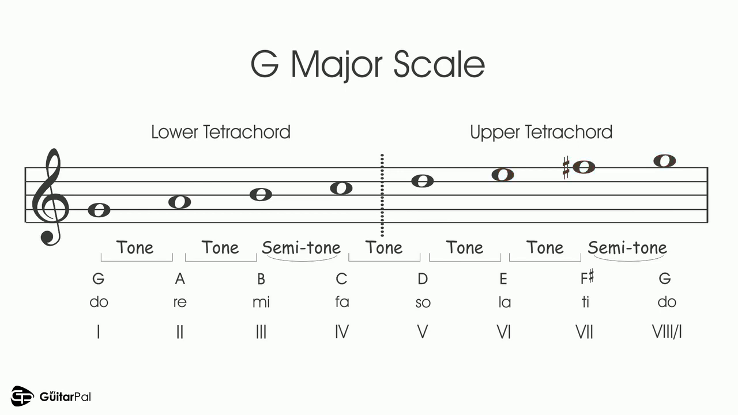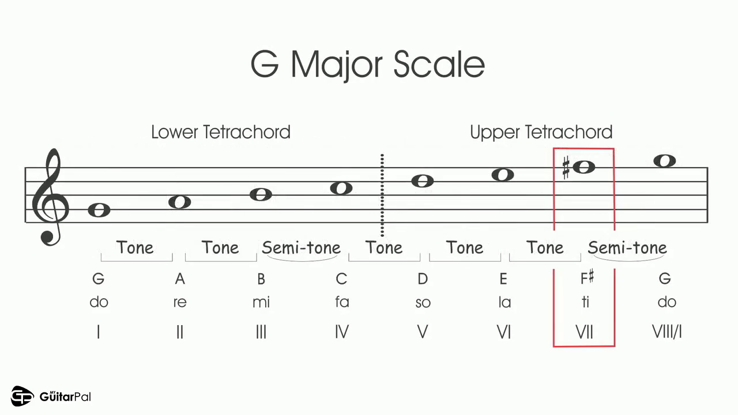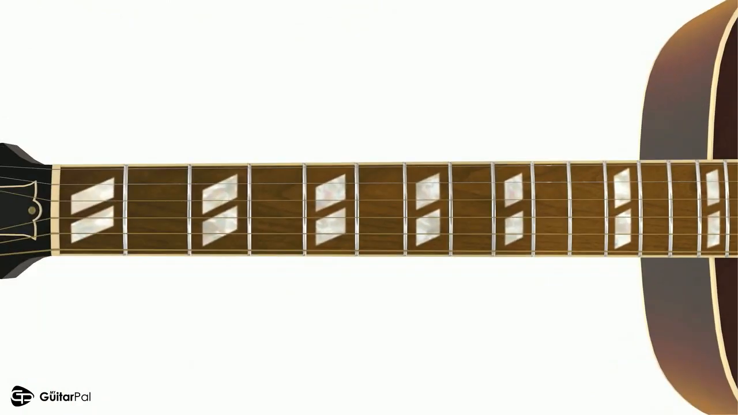This is the part you need to remember. Take the upper tetrachord of one scale, make it the lower tetrachord of a new scale, and then raise the 7th degree. Let's take this theory and apply it to the guitar fretboard.